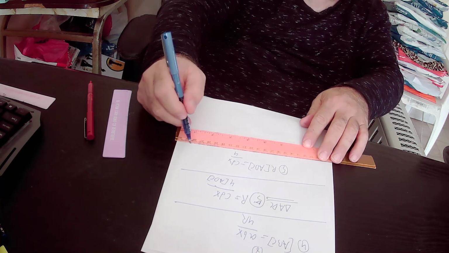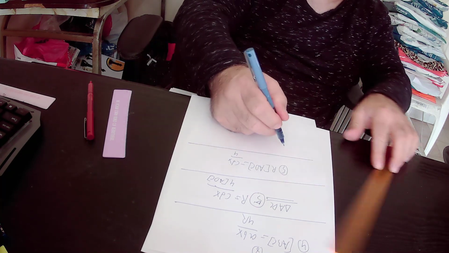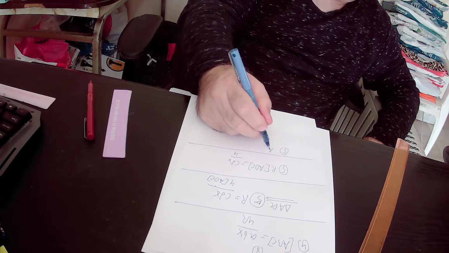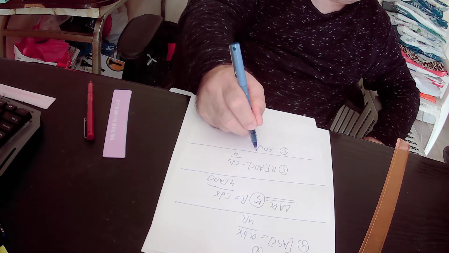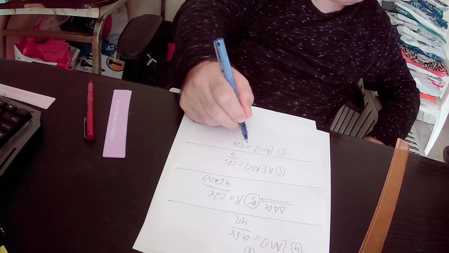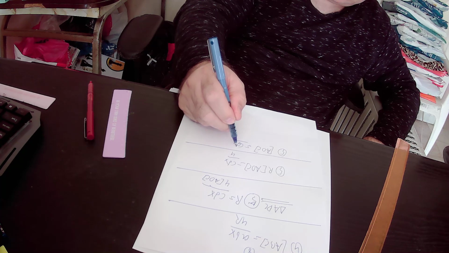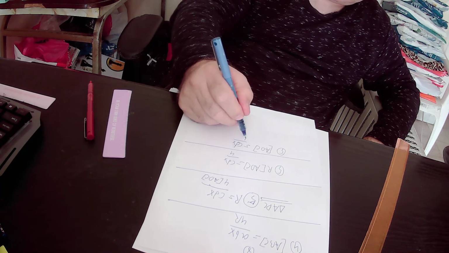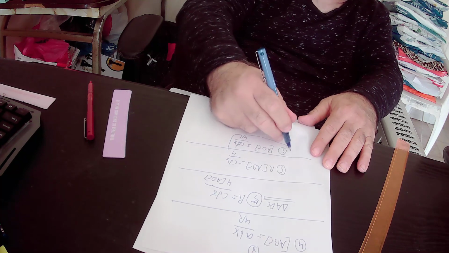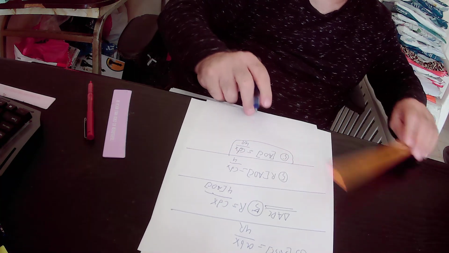So here we will divide equation number 5 by r, and we will get that the area of triangle ADC equals CDX over 4r. So we found out the area of triangle ADC.